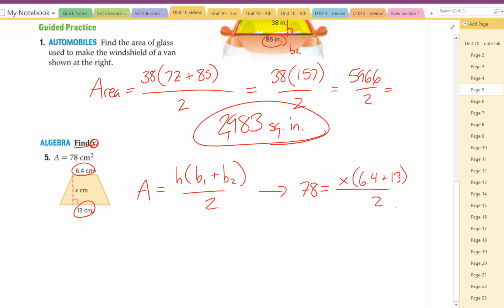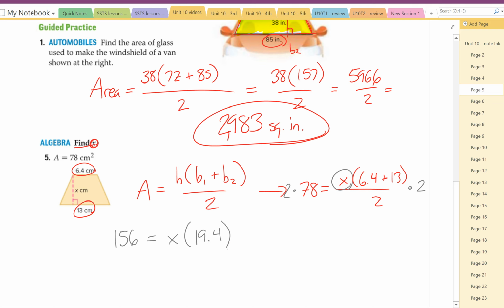Okay, what's the first thing I need to do if I want to get X eventually by itself? This X right here is jumbled together with all this other stuff. I have to somehow peel away that other stuff to get X by itself. First thing I would do is get rid of this 2 down here. When I want to get rid of a fraction, I multiply by the denominator on both sides. So on the left side, I would have 2 times 78, which is going to be 156. And that's going to leave X times 6.4 plus 13 on the other side. Rather than doing that in 2 separate steps, let's just add 6.4 and 13 right now. That's going to be 19.4.